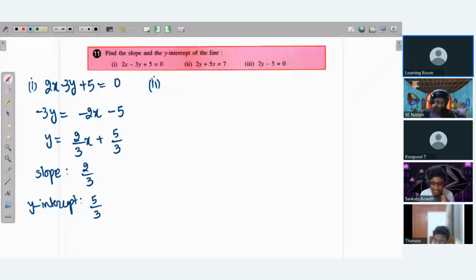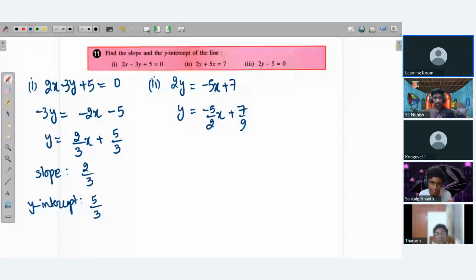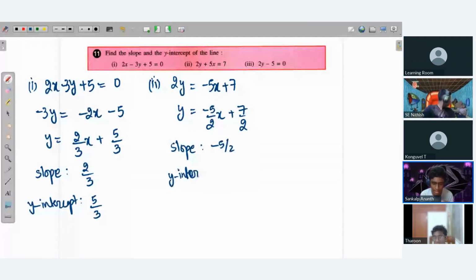So see, 2y plus 5x equal to 7. First I write 2y equals minus 5x plus 7. Then y is equal to minus 5 by 2 x plus 7 by 2. So slope becomes minus 5 by 2. Sir, I always said x should be first and then y. Yeah, that's the standard way. However, you can flip it, but you have to remember the coefficient is called the slope and the constant is called the y-intercept.